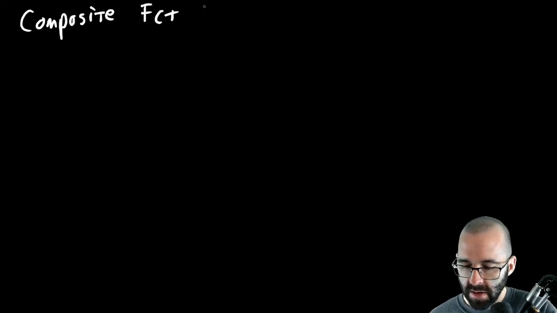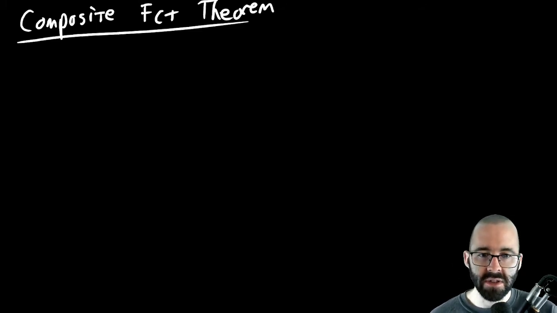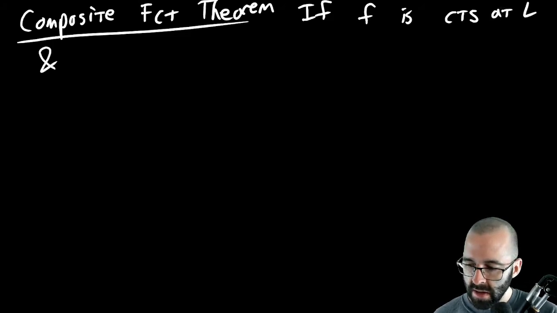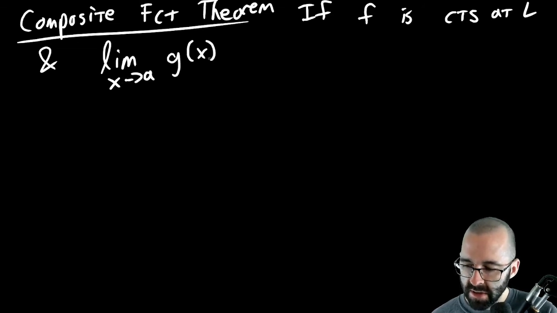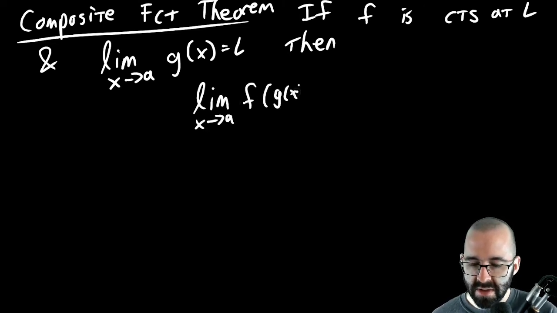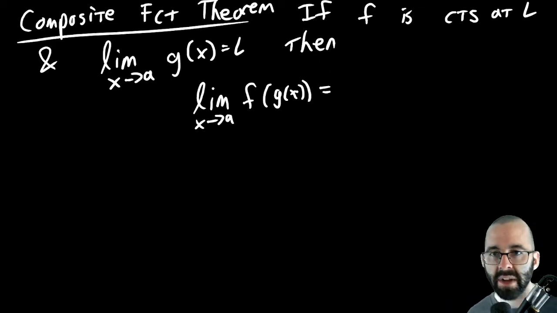Composite function theorem. Is a theorem about composite functions. Functions inside of functions. So if f is continuous at L and the limit as x approaches a of that function equals L, then the limit as x approaches a of the function composition is equal to something.